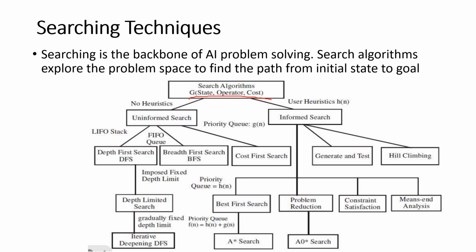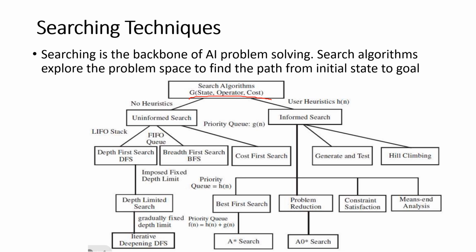Then coming to the right hand side, they are informed search techniques. So the right side is smart search. It uses knowledge, that means heuristics. Heuristics means a guess of how far the goal is. Best first search and the A-star algorithm are informed search techniques.